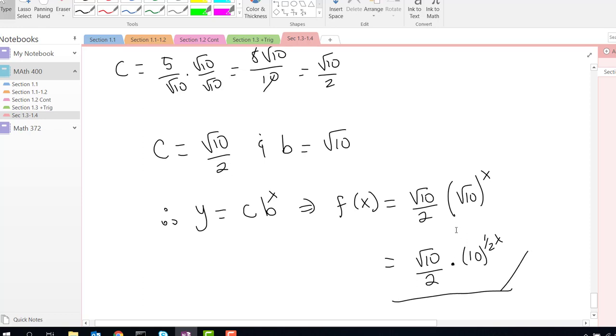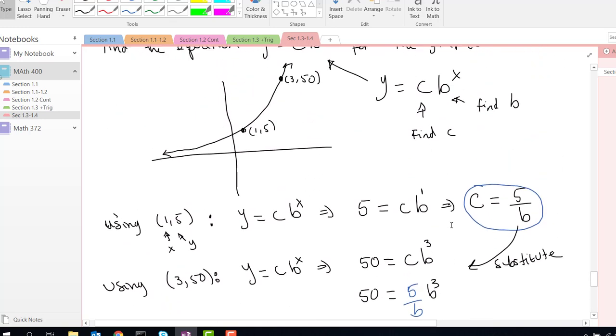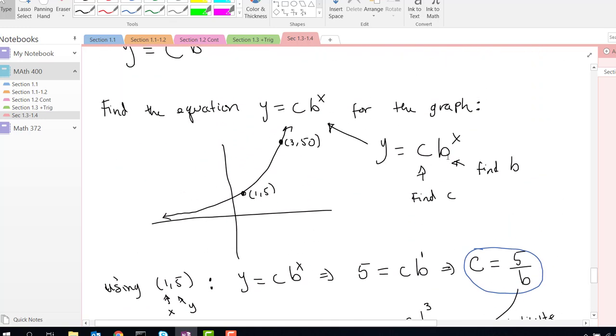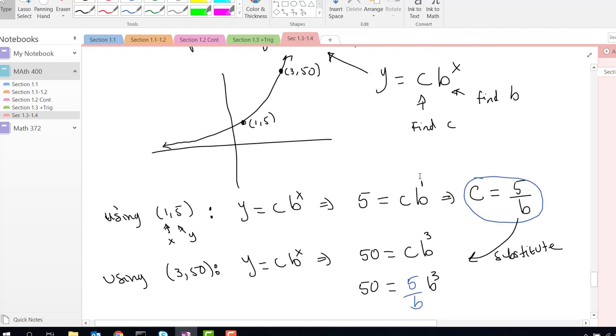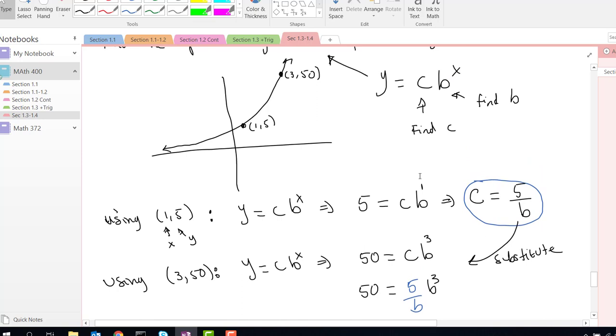I hope that helps. So anytime you have 2 points in an exponential, knowing that it is an exponential that looks like y equals c b to the x, we can use our 2 points to find c and to find the base b. Once we get to logarithms, we're going to be able to find these in a different way.